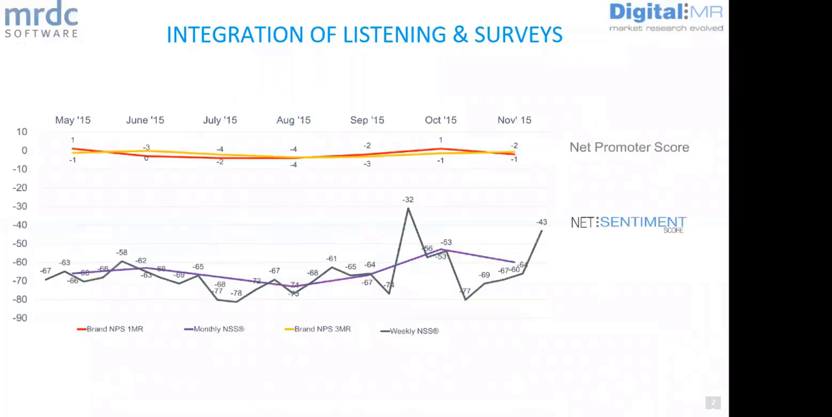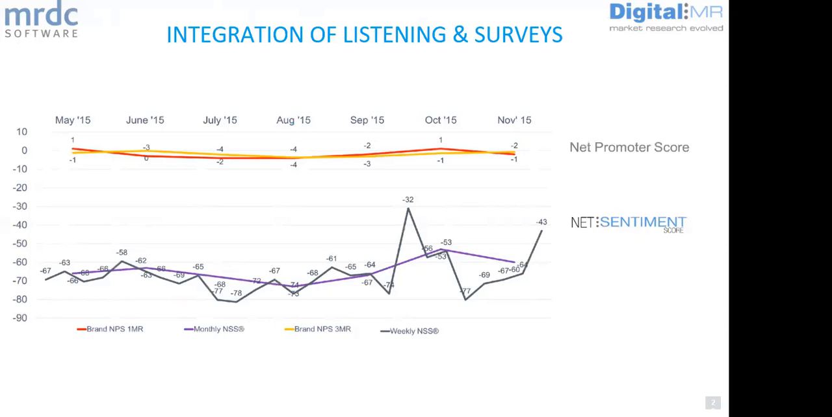This is from a case study where we combined the net promoter score tracker with social listening, and you're looking at the red line being the monthly net promoter score for a specific brand, and the purple line is the monthly net sentiment score for the same brand. And as you can see, well, they're both in the negative, but the net sentiment score is way more negative than the one that comes from the survey.